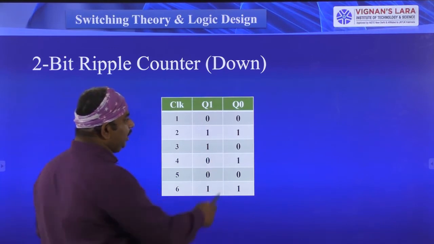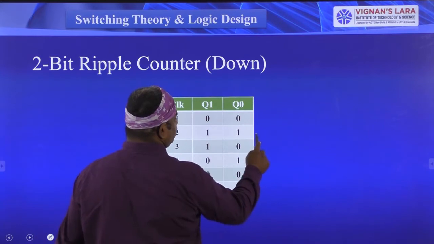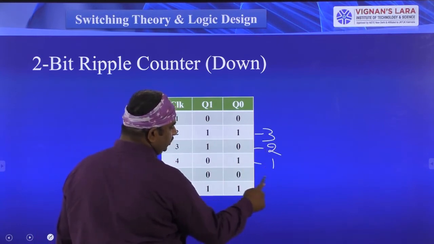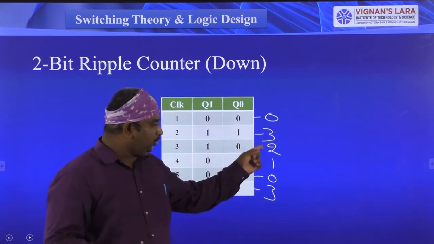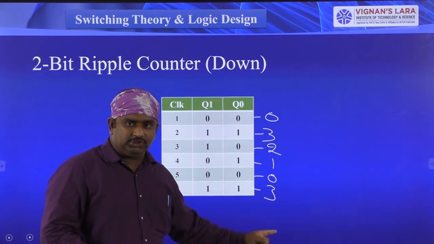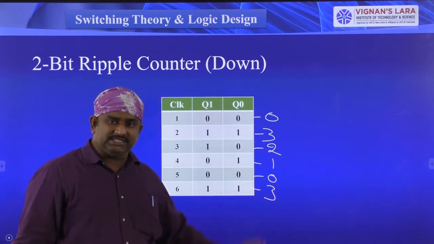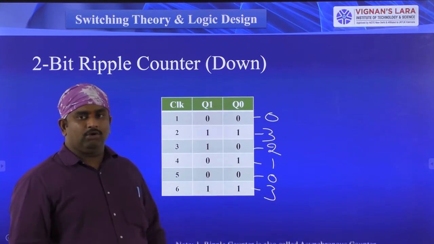So here the decimal value of this one is equal to 3, this value 2, this value 1, this value 0, this value 3, this value 0. So see here, 3, 2, 1, 0, again 3, 2, 1, 0. That is, the counting is going in the down direction, the descending direction. For that reason, this counter is called a down counter.